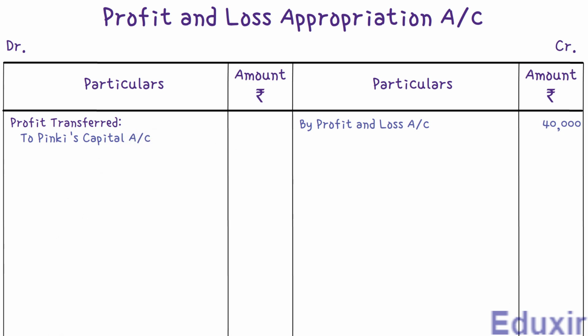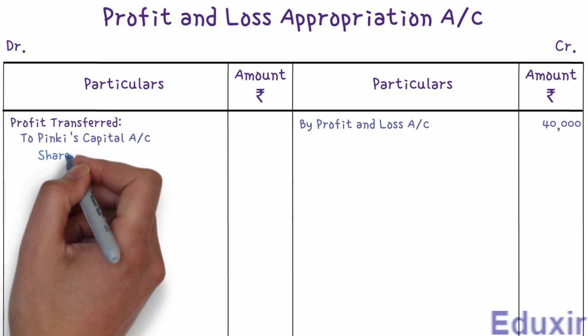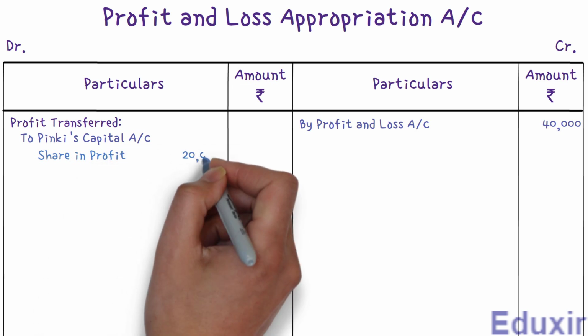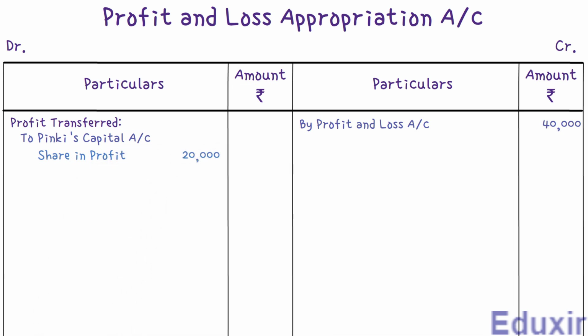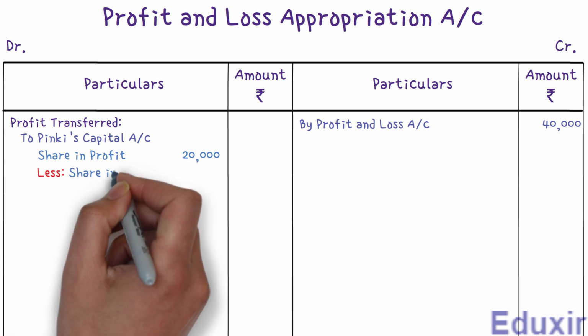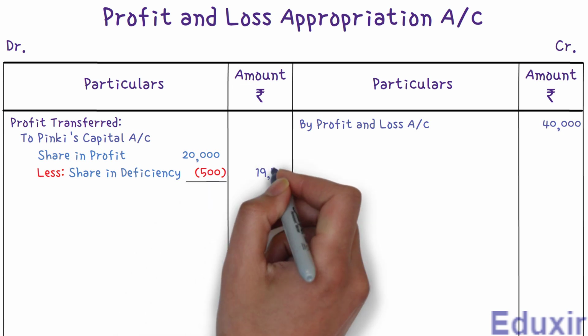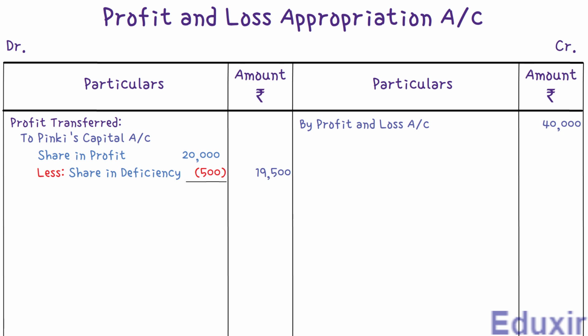Let's then write partner Pinky's share in profit calculated as per the profit sharing ratio, which is 20,000 rupees. From this, let us lessen her contribution to the partner Kaku's profit share deficiency from guaranteed amount. This is 500 rupees. Now, from 20,000, if we subtract 500 rupees, we get 19,500 rupees. Let's write this amount in the amount column.